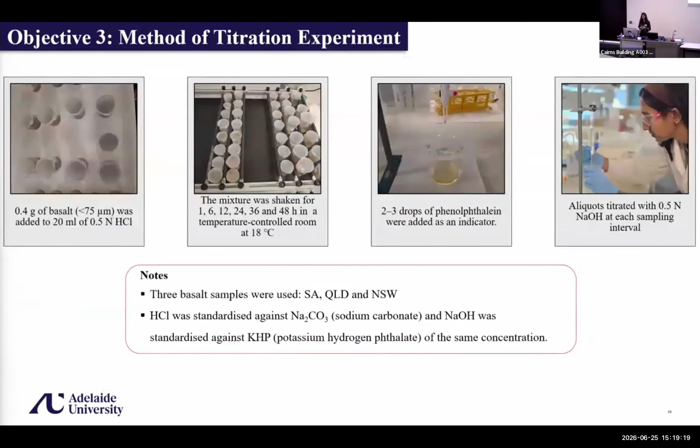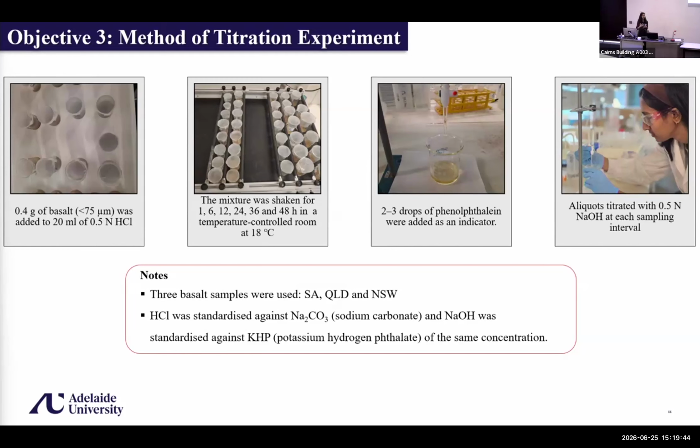For objective 3, the titration experiment, I took around 0.4 gram of basalt, and the fraction I used here is less than 75 micron. So 0.4 gram of basalt was added to 20 ml of 0.5 normal HCl. Then the mixture was shaken in the shaker, covered with parafilm, for a total of 48 hours in a temperature control room.